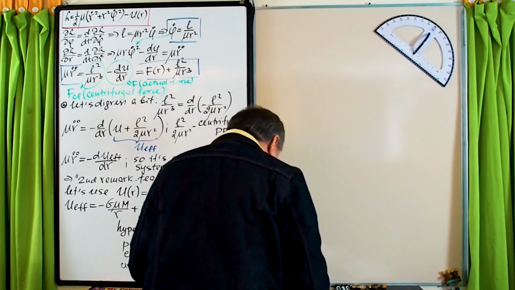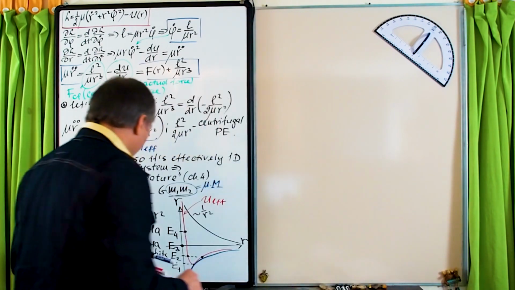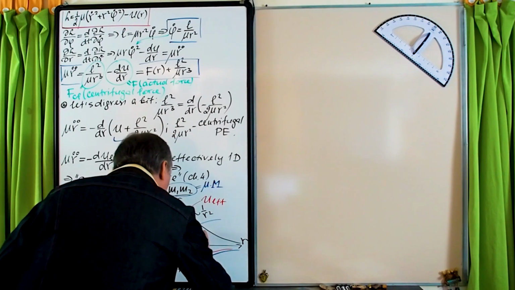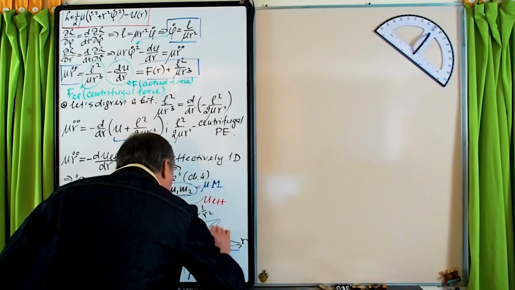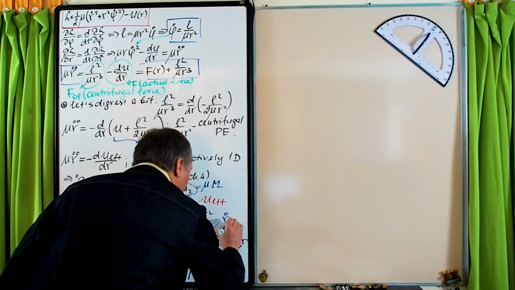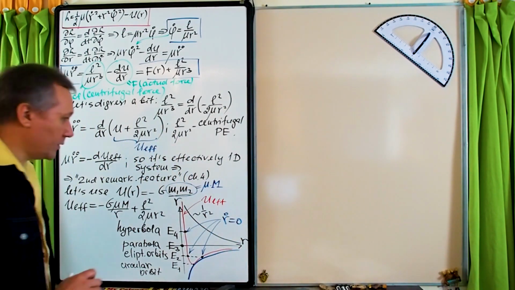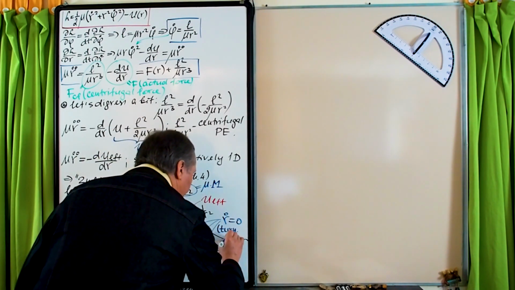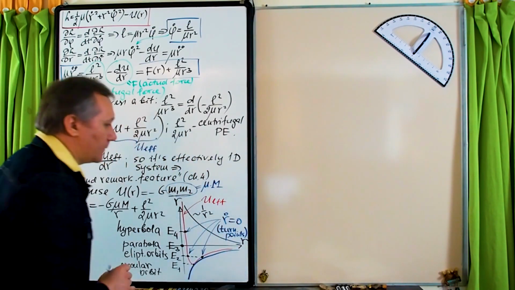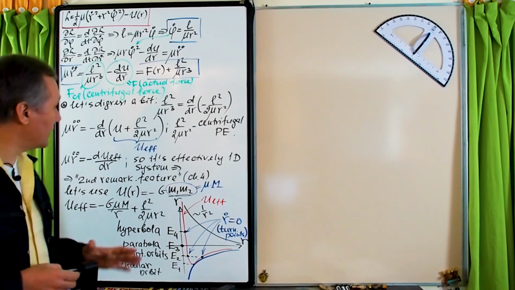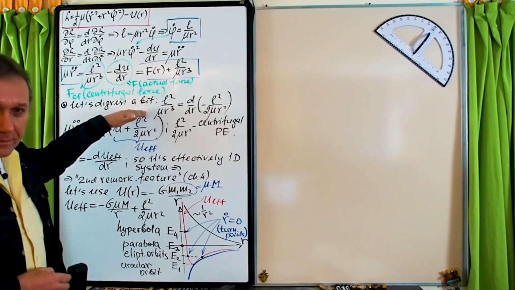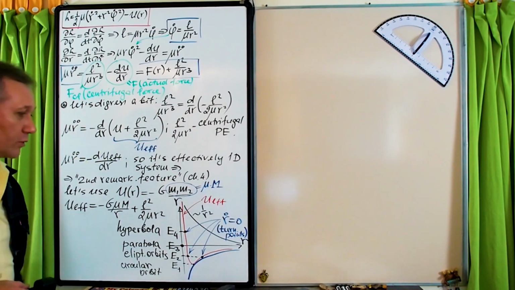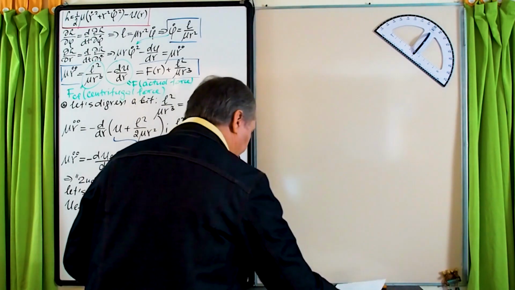Now, maybe I should emphasize, at all of these turning points, R dot equals 0. R dot equals 0, and these are turning points. Okay, at this point we should say, enough about this digression. The idea was to introduce this effective potential energy and show that we can analyze the behavior of the system.